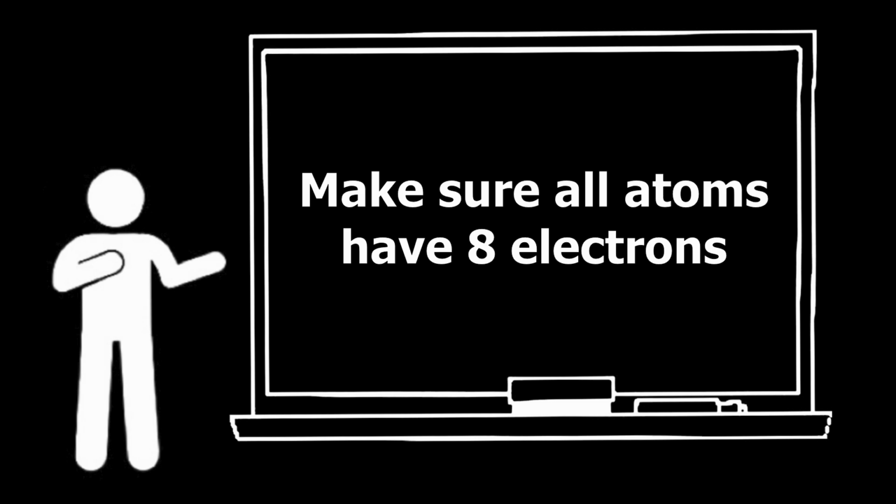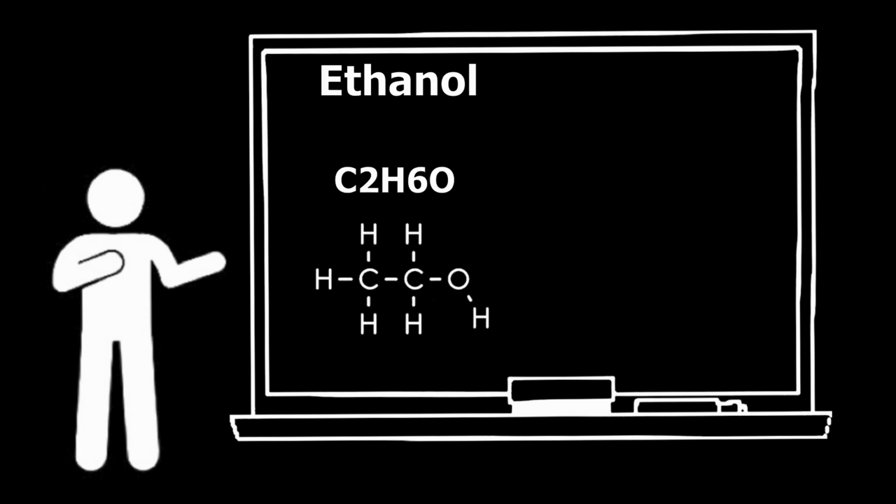Here's the major rule for you to remember in this video, with the exception of one thing, which I'll cover later. Make sure that all of your atoms have 8 electrons. If they don't, you probably did something wrong when drawing your structure. Anyway, this right here is a proper structure for ethanol.